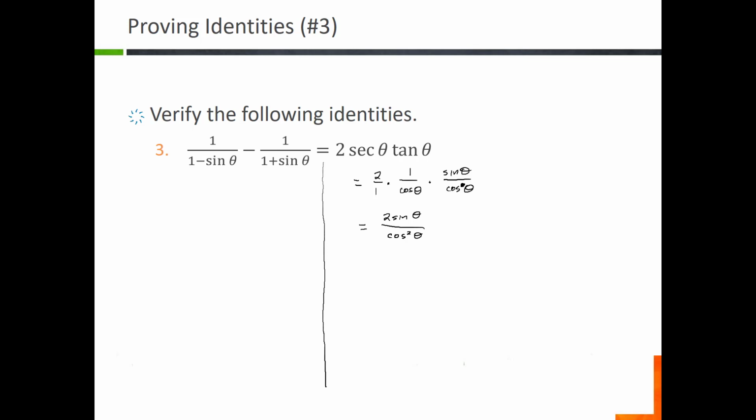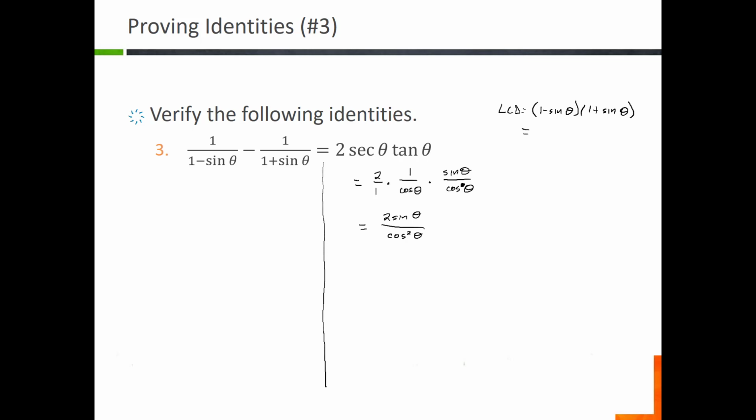All right, so let's pause there. There's other stuff we could do, but let's just pause there and jump to the left side. On the left side, we have 2 fractions with different denominators, so we need to find a least common denominator. Usually with a least common denominator, you're just going to multiply the 2 that you have: 1 minus sine of theta times 1 plus sine of theta.